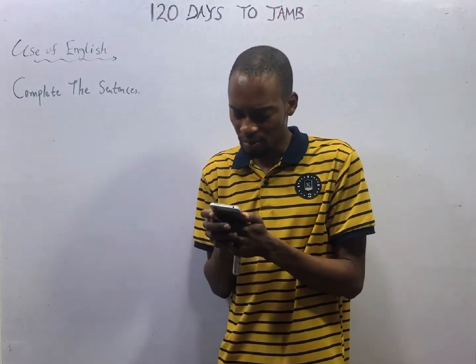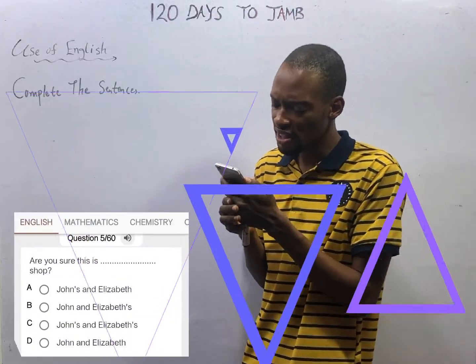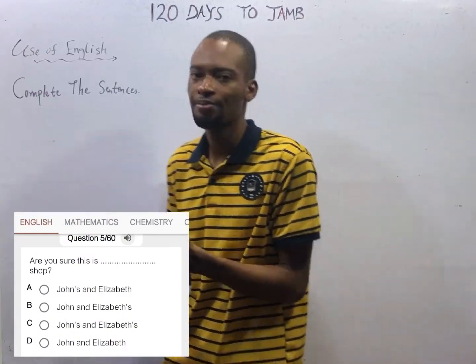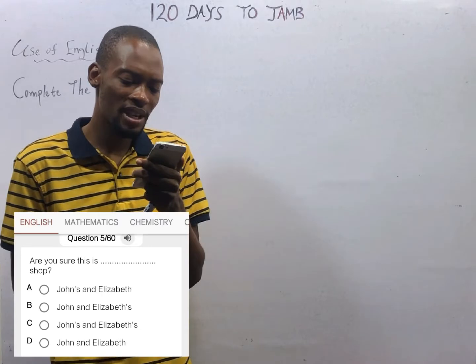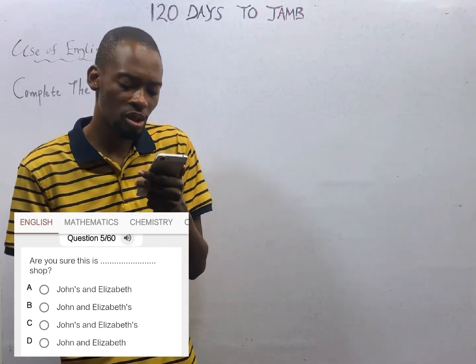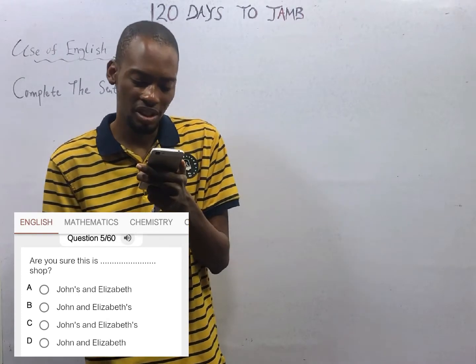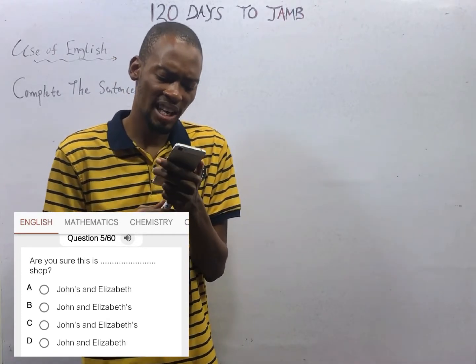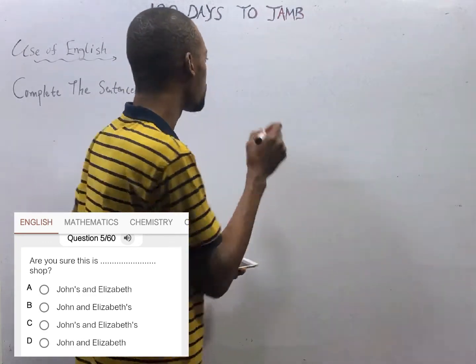Let's look at this question. It says, are you sure this is dash shop? A. John's and Elizabeth. B. John and Elizabeth. C. John's and Elizabeth. And D. John and Elizabeth or Elizabeth. This is possession.